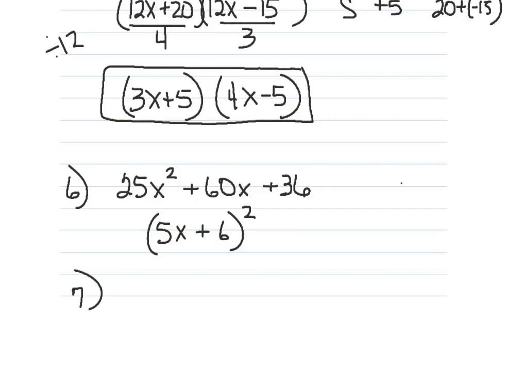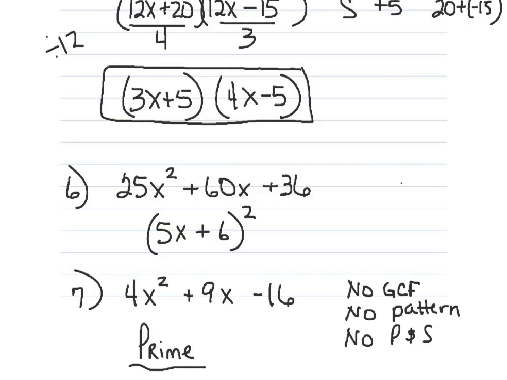Okay, number 7, try this one on your own as well. We have 4x squared plus 9x minus 16. Hit pause, factor this one, come back and check your answer. After trying to find a GCF, see if this fits a pattern, and then trying product and sum, you realize that this trinomial is a prime trinomial and it is not factorable.